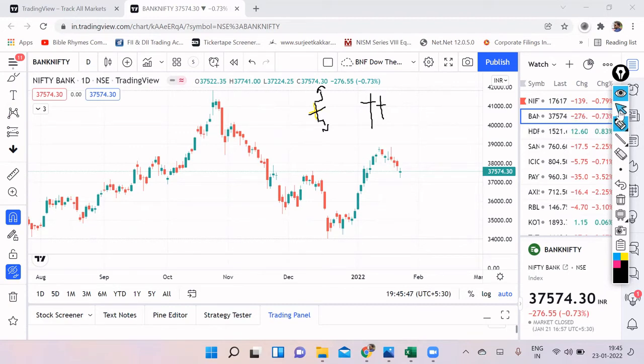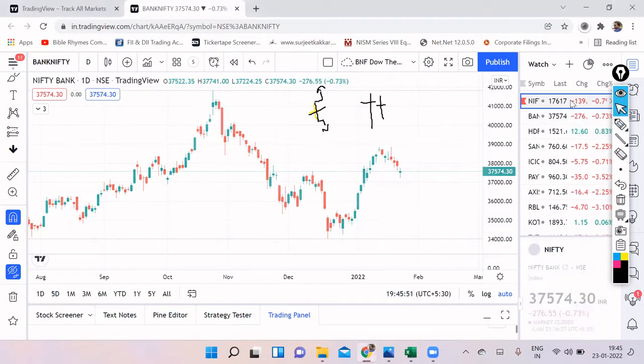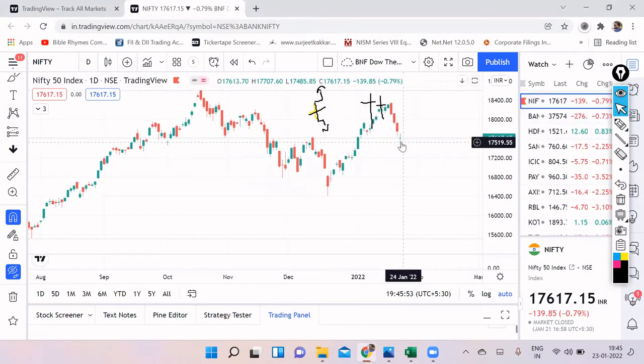Bank Nifty's candle is a little smaller compared to Nifty. If you look at Nifty, the doji is a bigger candle because the high is 17,707 and the low is 17,485. So how many points of movement is it? It is around 220 points. So it gave a 220 points move on Friday. We need to see which side, the high or the low, it breaks.